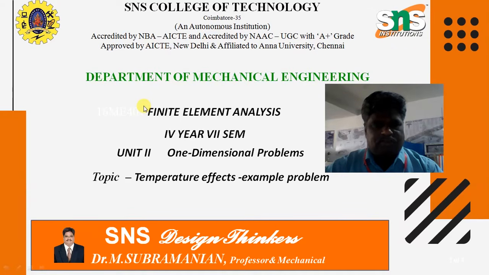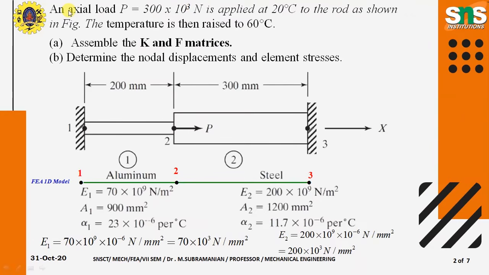In this video lecture, we are going to see a problem related to temperature effect, a one-dimensional FEA problem. The given problem statement is: an axial load P equal to 300 into 10 power 3 Newton is applied at 20 degree Celsius to the rod as shown in the figure. The temperature is then raised to 60 degree Celsius.